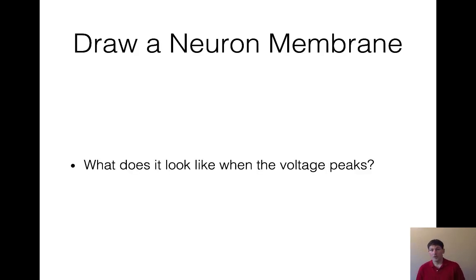So again, pause here, draw in what your membrane looks like when the voltage has peaked. So where are the concentrations of ions? Which side is positive? Which side is negative? What do your ion channels look like? All right, so how'd that go for you?